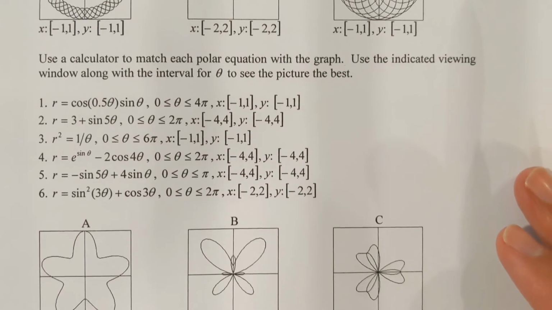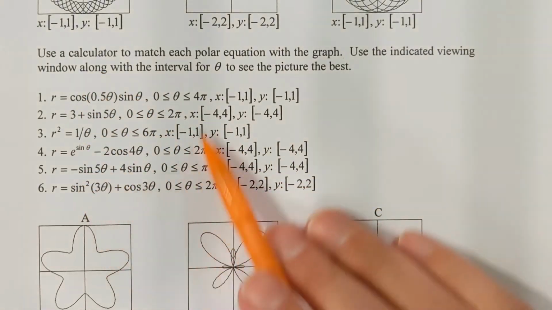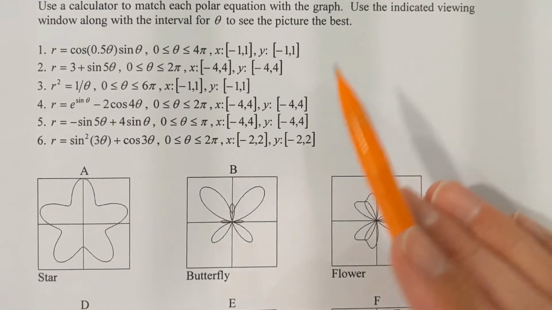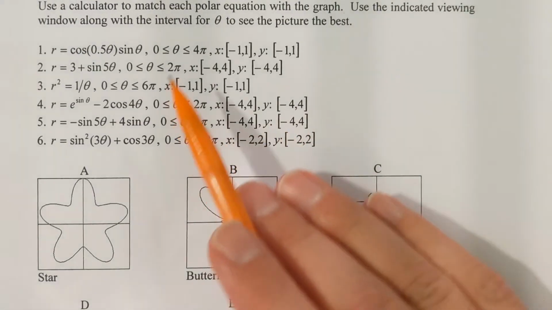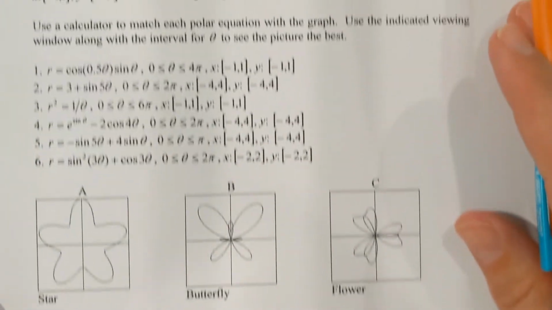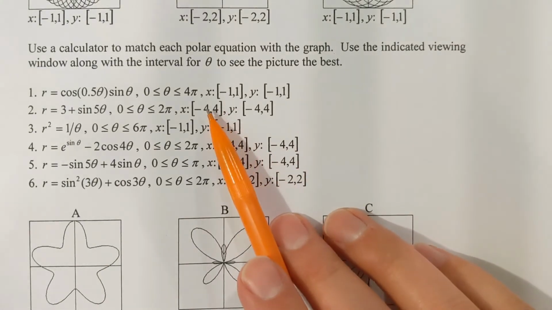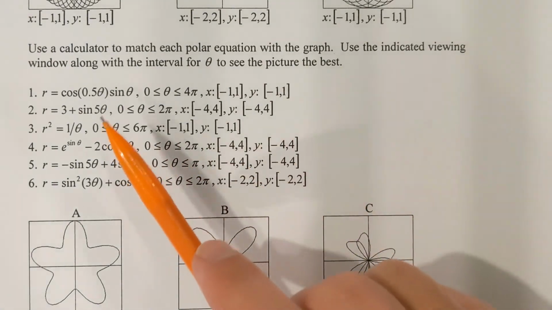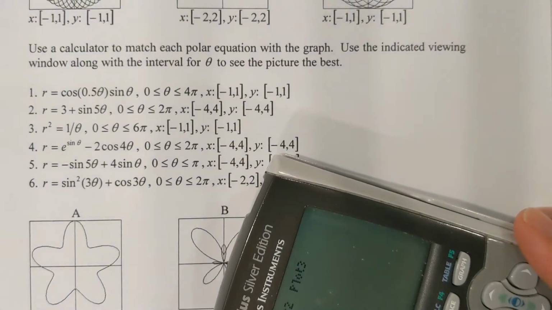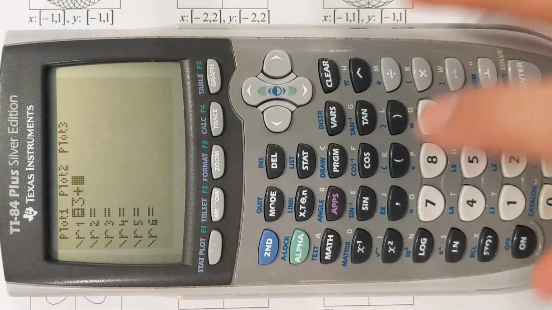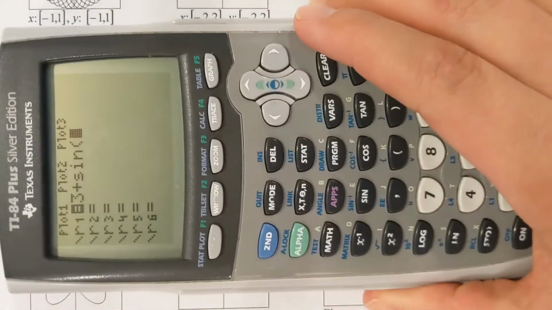So just for some practice, I have a matching exercise. We're going to use the calculator, and of course make sure that you're in polar mode, and you're going to match the polar equation with the graph that's shown there. All right. So maybe since I'm already in the viewing rectangle -4 to 4, why don't I start with equation 2, and okay, so I need to type in r equals 3 plus sine of 5 theta.